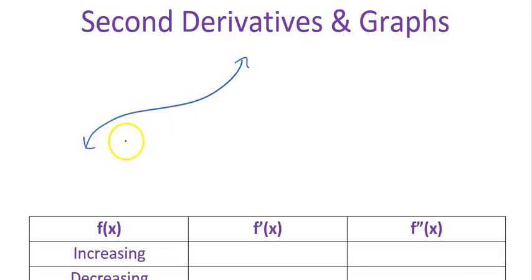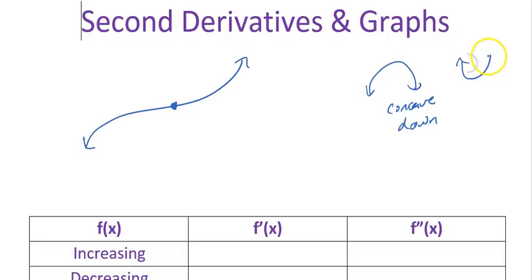You need to remember what it means to be concave. We're used to parabolas. For example, a parabola that's face down is concave down, and face up would be concave up. But not every graph is like a parabola where it's always concave down or always concave up.